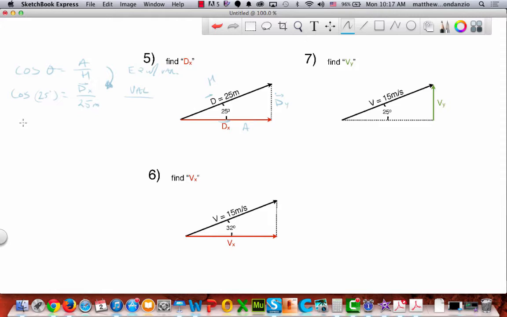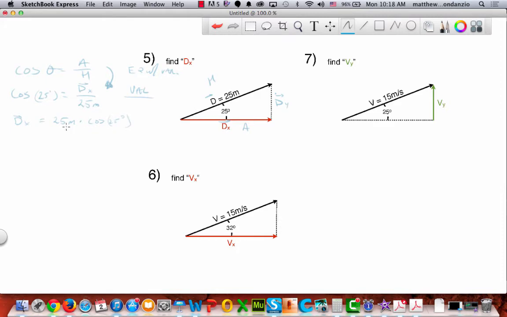So now, how do I find D sub x? Harrison, how do I find D sub x? You use cosine. Now where do I go? What does D sub x equal? Multiply cosine of 25 times 25. So D sub x equals 25 what? Meters. Got to put the units in there. Times cosine of 25 degrees.